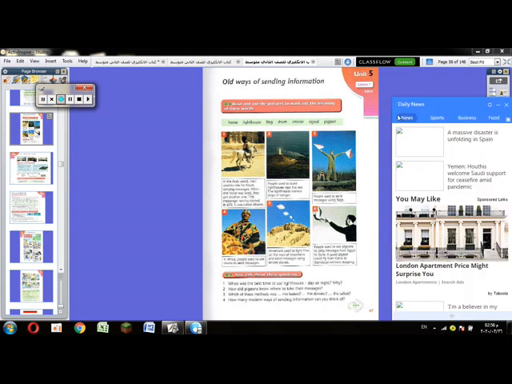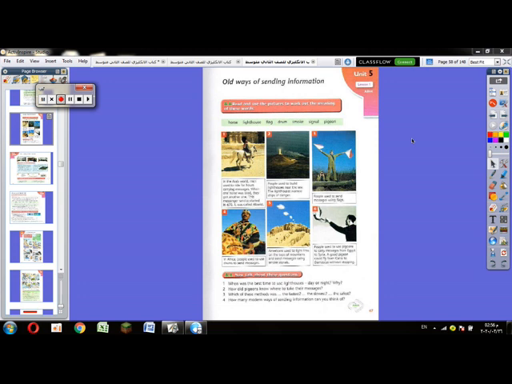I'm going to show you the review of chapter 5 for the second classes. As you can see, we downloaded the information from the book on ActivInspire, and you can see the first lesson in unit 5. The objective of this lesson is to read a short text introduction, unit topic, use pictures to work out meaning, and talk about all the new ways of sending information.